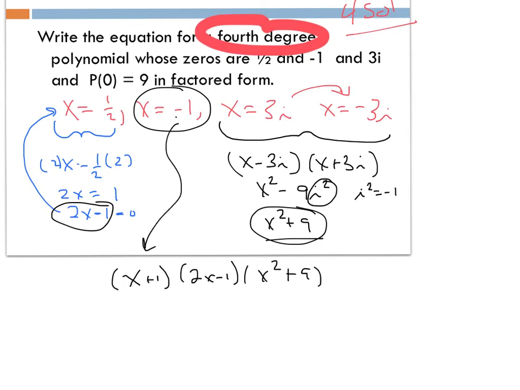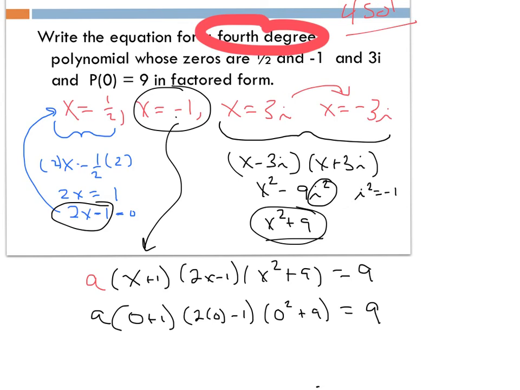That comes from here. Now I know that there's going to be some sort of coefficient in front, and when I plug in 0, I'm going to get 9. So I got my a, right? I don't know what that is, but I do know that if I plug in 0 for x, go ahead and write this all out, it's going to equal 9. So I got a times 1, -1, 9.